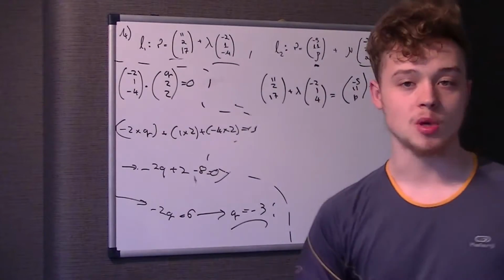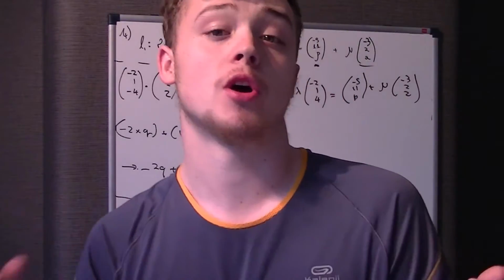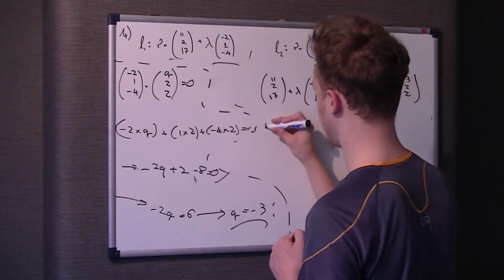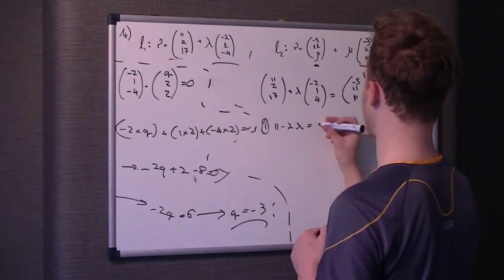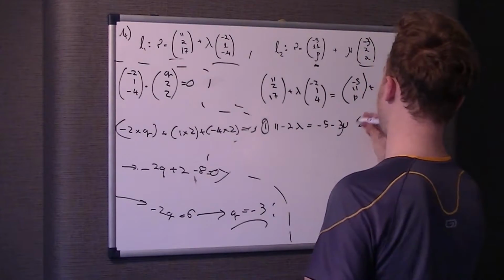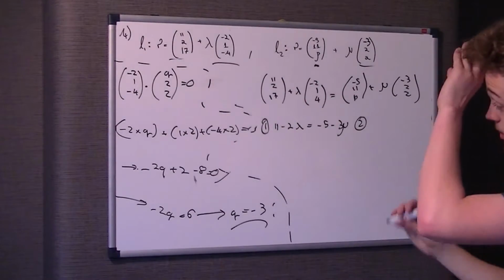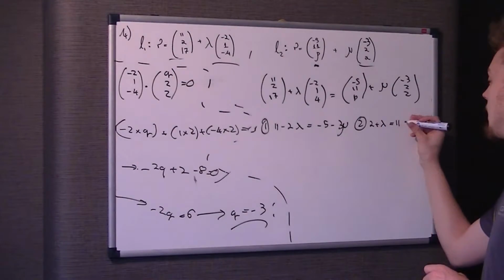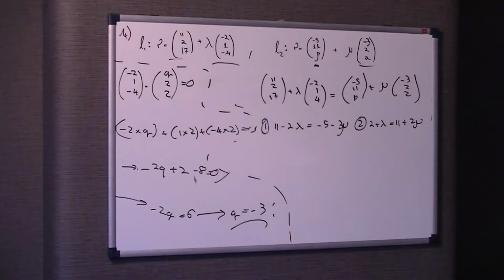So the first simultaneous equation is comparing the x components of either equation, or in other words, the i components. So the first equation, equation 1, is 11 take 2 lots of lambda is equal to minus 5 take 3 lots of mu. Equation 2 is comparing the j components, the y's, which is 2 plus 1 lots of lambda, so 2 plus lambda is equal to 11 plus 2 mu. So there's your first two equations.